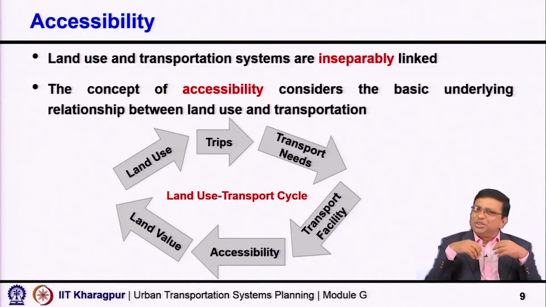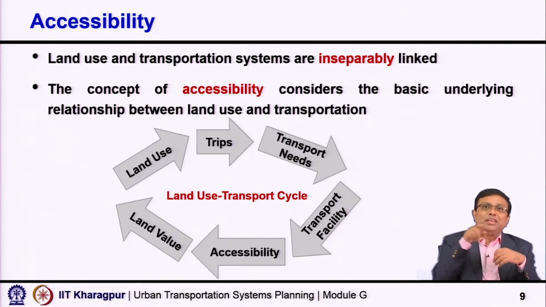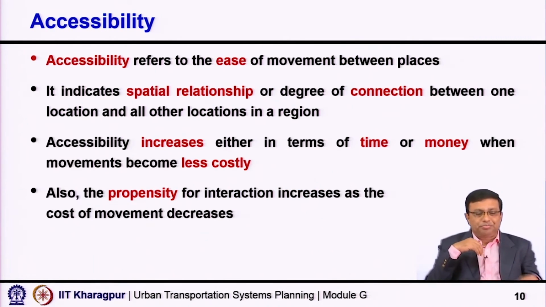The better the transport, the land development, more and more development takes place. That means land use will change, more change in the land use, more activities will come there, more development will happen. So, again the transport demand will get aggravated. That is the way things are happening, and this cycle will keep on happening over a period of time.